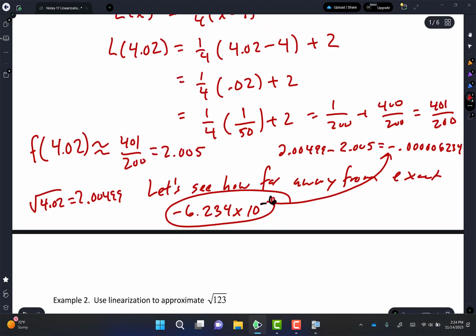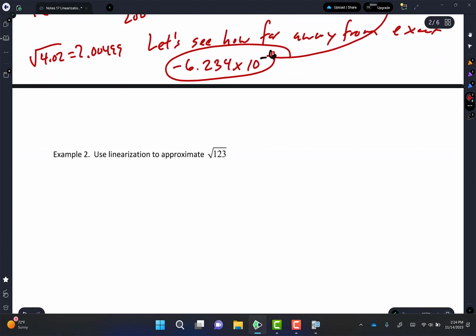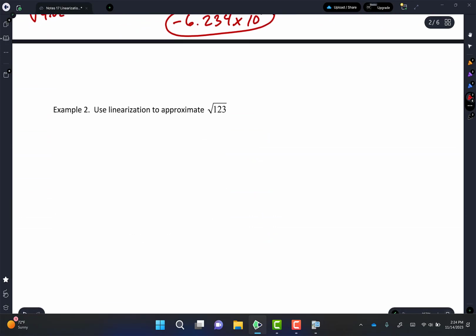All right. So we're doing the same thing here. I'll show you how it looks in the AP exam in a little bit, and then we'll do some samples. It says, use linearization to approximate square root of 123. 123 is really close to a perfect square. What's the closest perfect square to 123? 121. So I'm going to say y equals square root of x, and I'm going to use 121 comma 11, because the square root of 121 is 11.